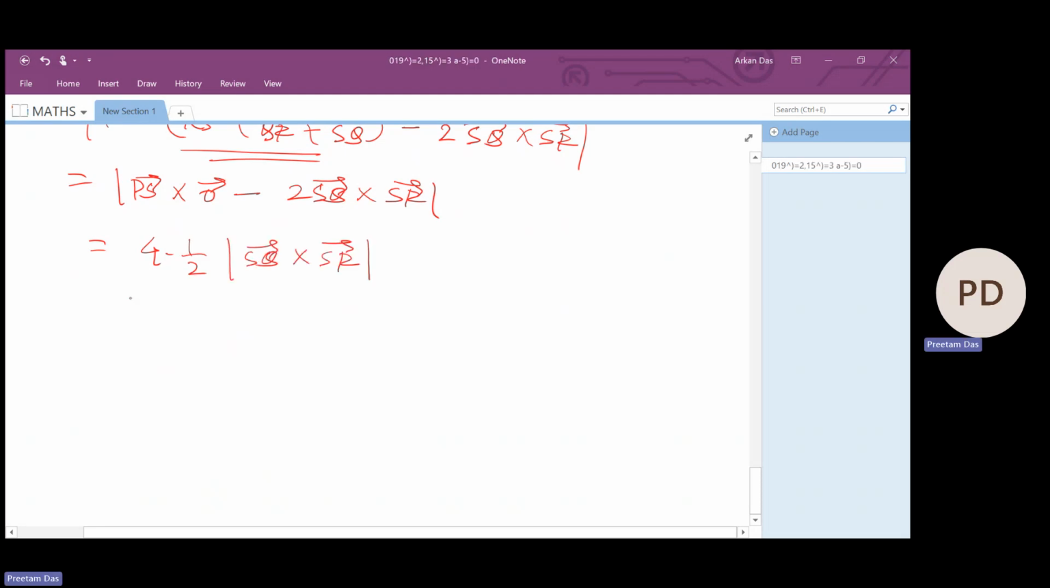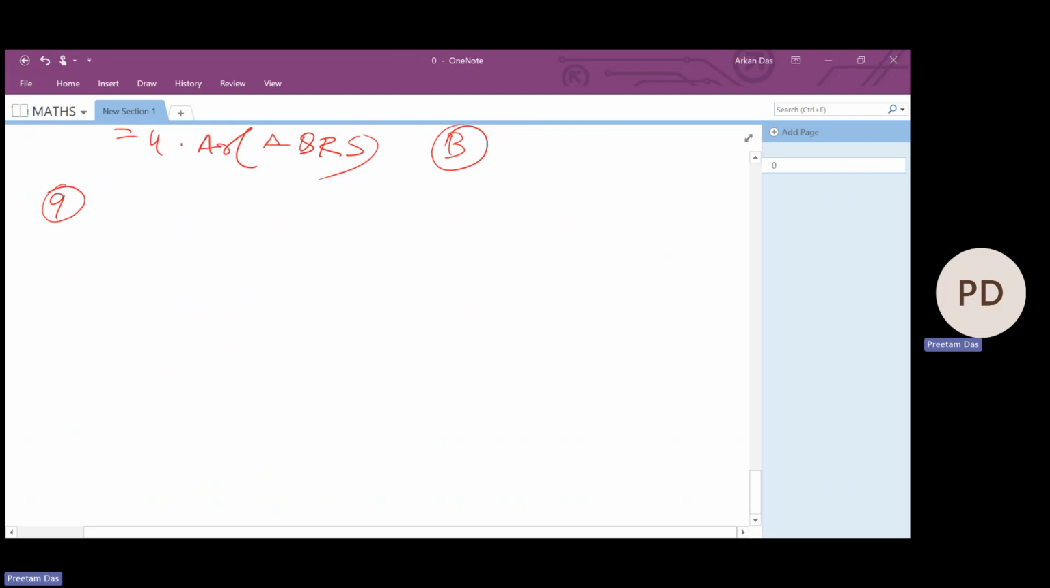What is SQ cross SR? Half of SQ cross SR, you know from the application of cross product that this is the area of a triangle. Area of which triangle? The triangle made by the points that you can see here. So triangle QRS. Which option is correct? Option B.